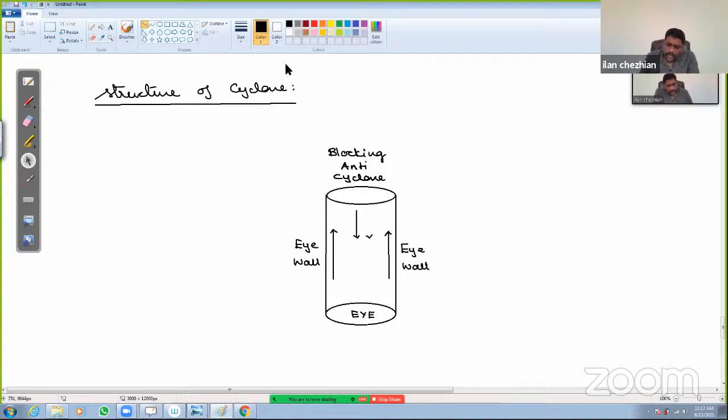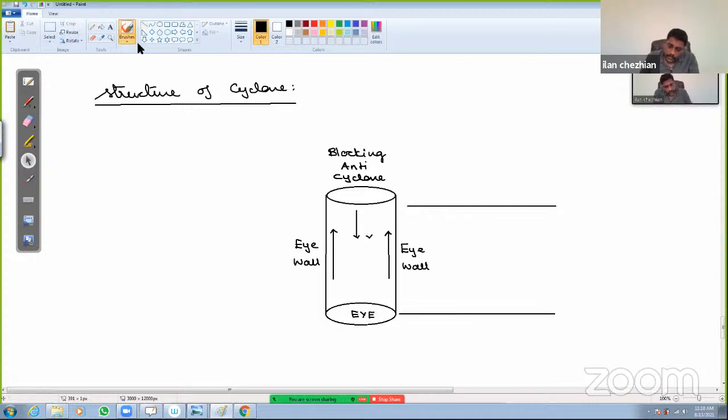Now, my dear friends, you already know that any cyclone is known for heavy precipitation and high velocity wind. Am I right? So this heavy precipitation and high velocity wind, if you ask me from where exactly they start, only from this eye wall, my friend. They start only from this eye wall.